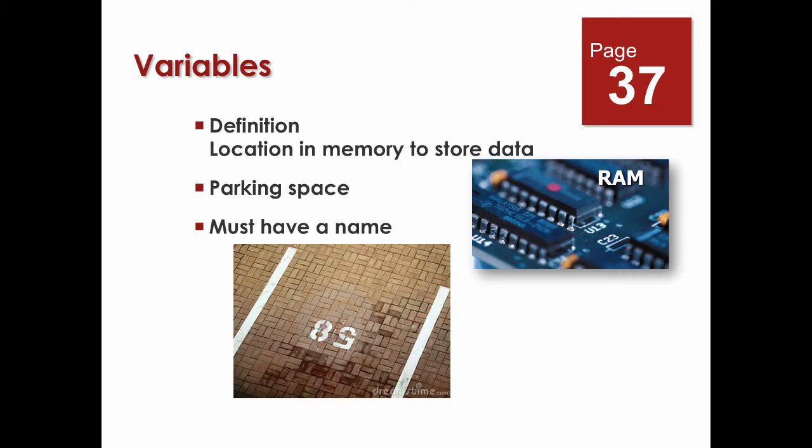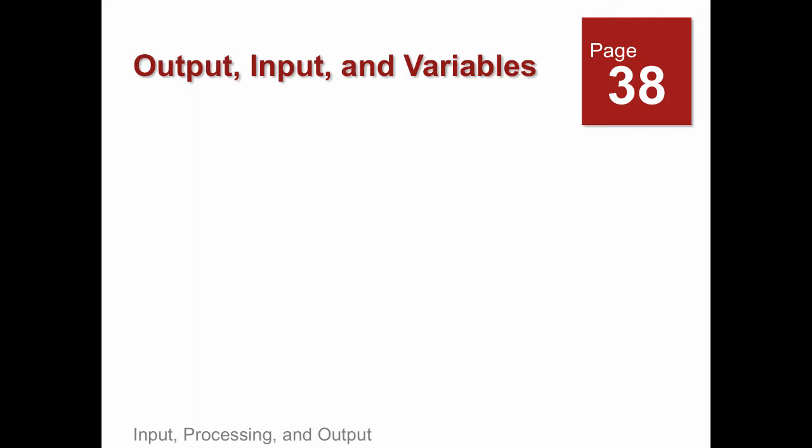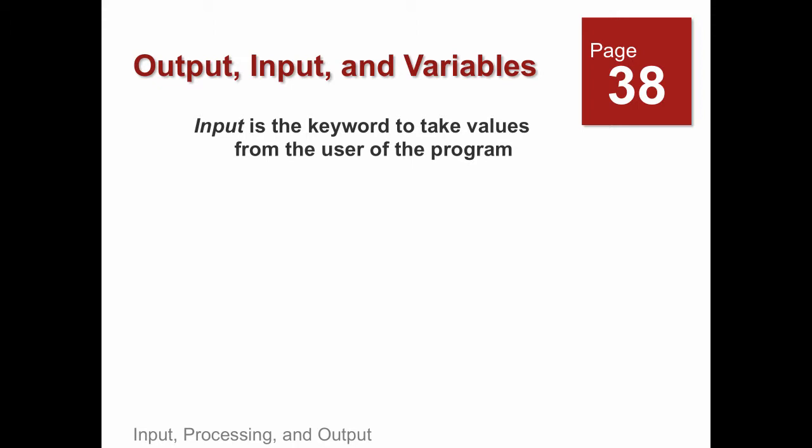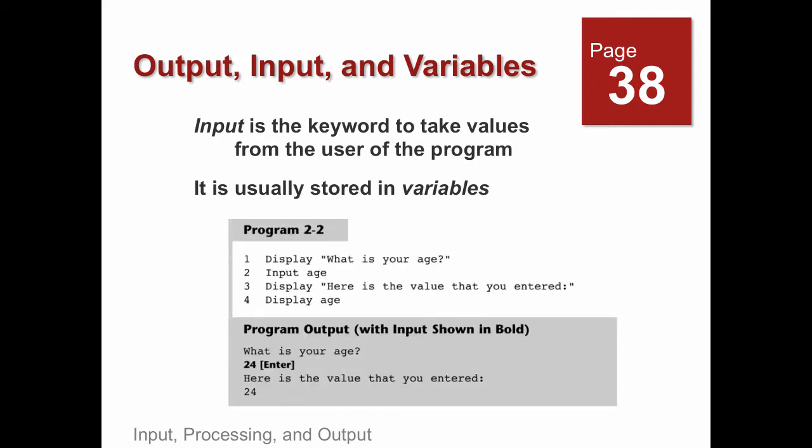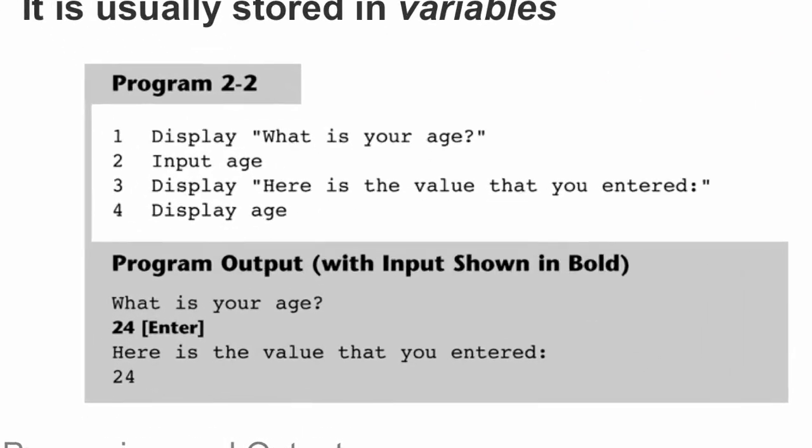What we want to do then is take a look also at input, output, and variables. And when we do that, input is the keyword that takes the value from the user and puts it into the program. And when we do that, we normally store it in a variable. And what do we say a variable is? It's a physical location in memory. A variable is a physical location in memory. And here's an example of how one works. Take a look at this and make sure you understand it.